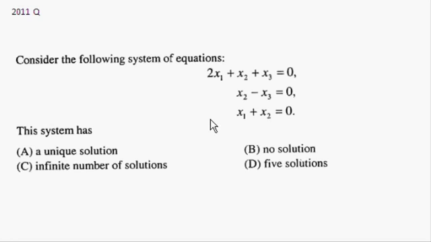This is the 2011 question, and the problem is the same. You are required to find the consistency of the equations. Here you see that the constant on the right side is 0. That means the rank of A will be equal to the rank of the augmented matrix K. So you are required to find the rank of A. If the rank of A is 3, then it will have a unique solution. If it is less than 3, then there will be an infinite number of solutions. So I will try to find the rank of matrix A.